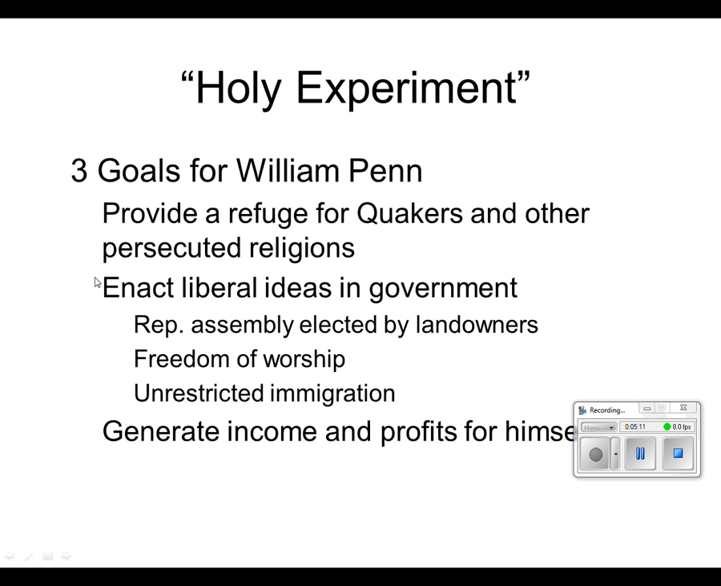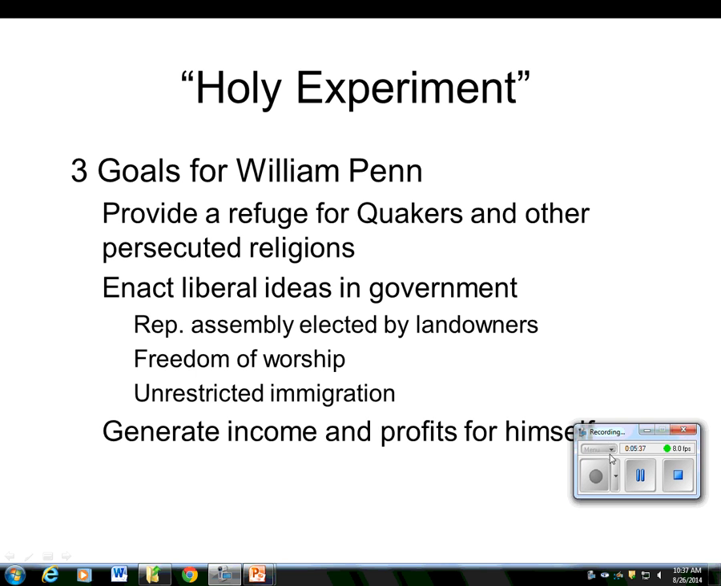He wanted to sort of establish some very new ideas in government. Remember, this is in the height of the Enlightenment. So he wanted a representative assembly elected by landowners. All right, so this is where we see the idea of a republic, okay, government, not a democracy where the people rule, like what was going on up in Massachusetts where they had these town meetings. But in Pennsylvania, you were going to have an assembly where you elect someone and then they make decisions for you. He obviously wanted freedom of worship, similar to our First Amendment, and unrestricted immigration.